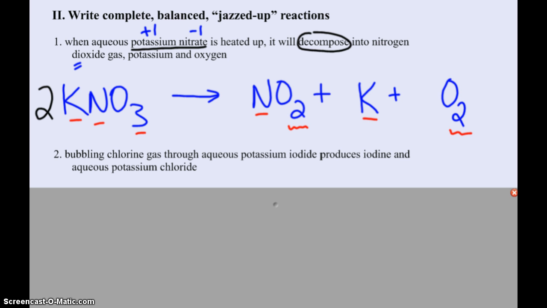So that makes 2 Ks. So I'm going to make 2 Ks. It makes 2 Ns. So I'm going to put 2 here. And it makes 2 times 3, 6 oxygens going in. So 2 times 2 is 4, plus 2. I've got 6 oxygens coming out. All right. So now I have my balanced equation. Let me clean that up so that we can focus on the symbols.